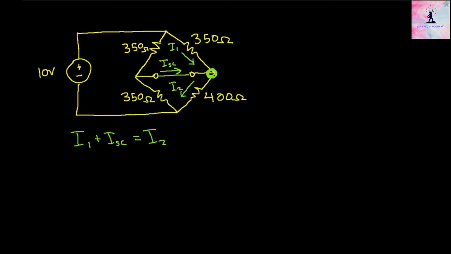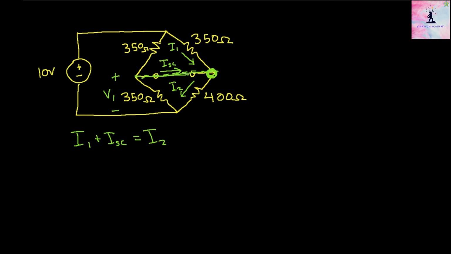The way I'll do this is to come up with an equivalent resistance for the top half of the network and an equivalent resistance for the bottom half of the network, and use those to give me the voltage from here to here. Let's just call this V1. Everything here is at the same voltage, so we'll solve for that voltage, V1. Once we know V1, we can get I1, because it's going to be 10 volts minus V1 over 350. We can get I2, it's V1 over 400, and that gives us Isc.